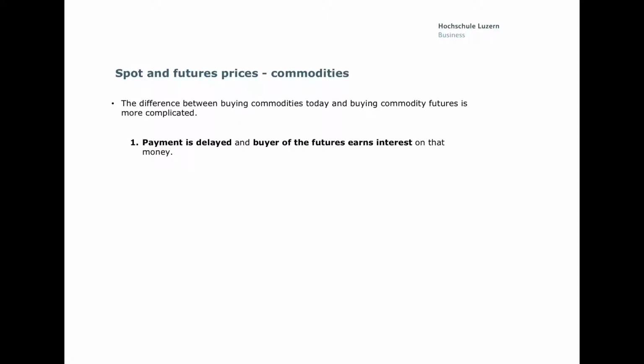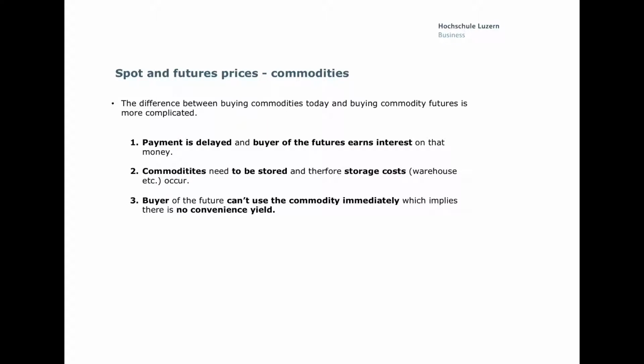As before, when we buy an asset using a futures contract, the payment is delayed and the buyer of the futures earns interest on the money which otherwise would have been used for buying the asset immediately at the current spot price. In general, if you buy commodities on the spot market, you need facilities like a warehouse to simply store what you have bought. If you buy forward, you save these storage costs.